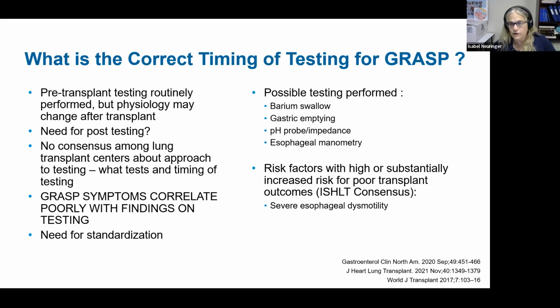Current testing, which is done pre-transplant, usually includes barium swallow, gastric emptying, pH probe and impedance, and esophageal manometry. These are important because a risk factor for high or substantial increased risk for poor transplant outcome, according to the ISHLT, International Society for Heart-Lung Transplant consensus, is the presence of severe esophageal dysmotility. We need to focus on defining this better, identifying it better, optimizing it, and treating it in a better fashion.